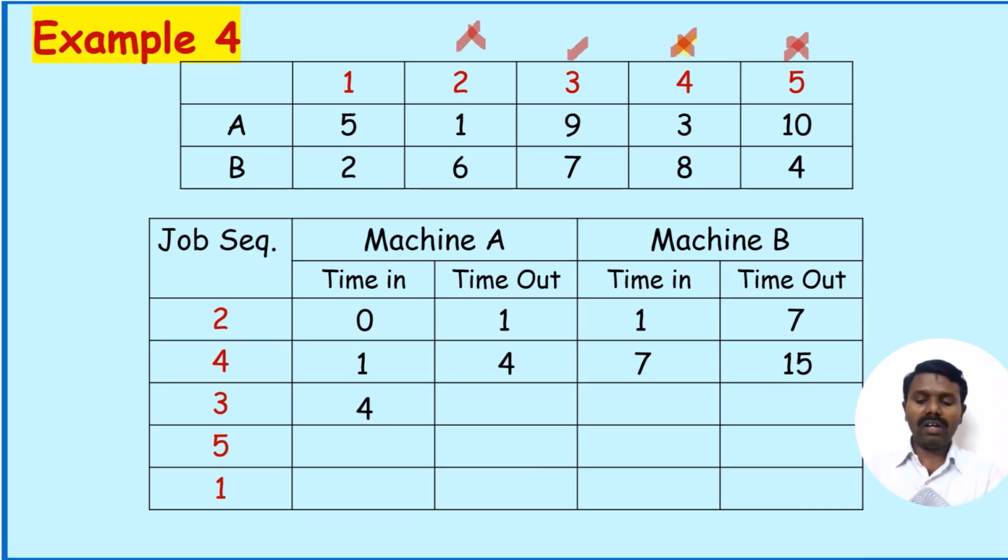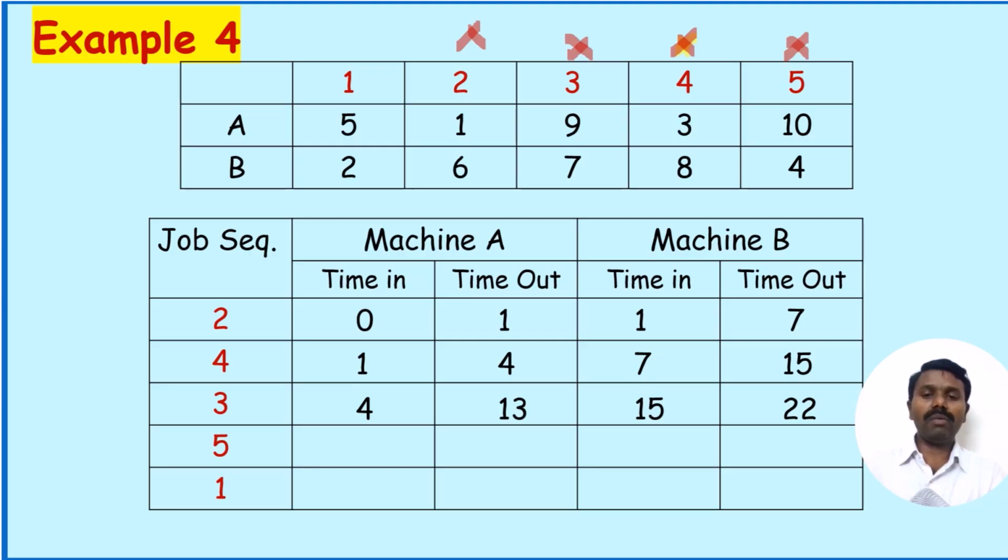So here it will be 4, and it will take 9 minutes on machine A. Then 4 plus 9, it will be 13 minutes. Then after 13 minutes it needs to wait till 15 minutes, because machine B will be busy with order 4 up to 15 minutes. Then it will take 7 minutes. 15 plus 7, 22. So this job is over.